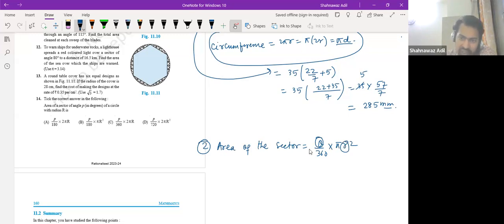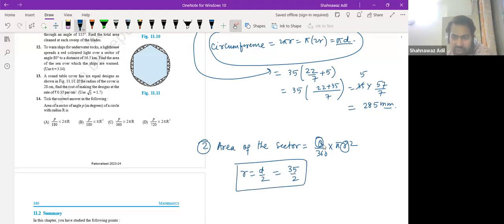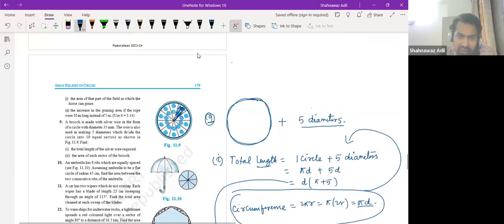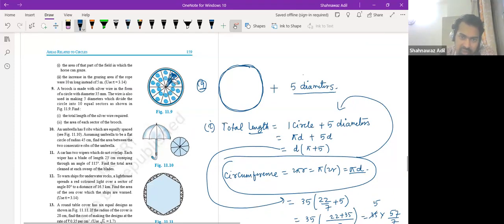So r we can calculate. R is d by 2, right? Because diameter is 2r, so r is d by 2, so this is 35 by 2. Now we have r, and we have to find out what this theta is. To calculate the theta, we have to come to this diagram. The total angle, total rotation, is how much? 360, right? All these are equal angles, so we should divide it by 10.